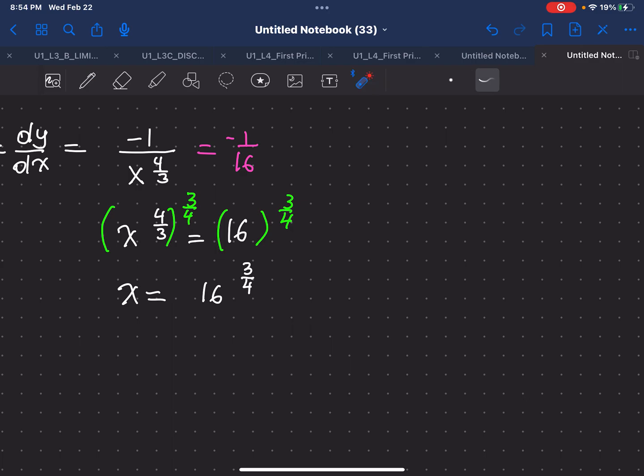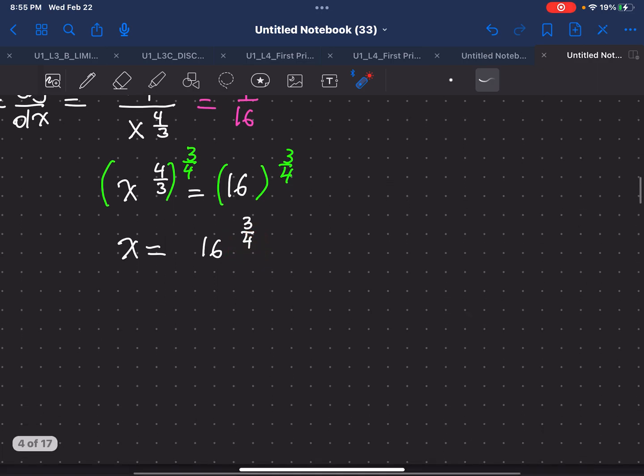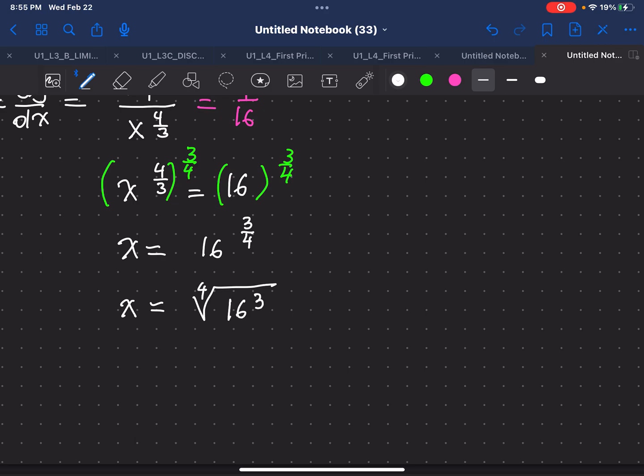Now I want to bring your attention to the power in here, 4. And I'm going to write this in radical form for a reason. Let me write this down first: the 4th root of 16 to the power of 3. Remember that when we have solved equations that had an even power, for example x squared equals 4, we said that x can be either plus or minus 2.